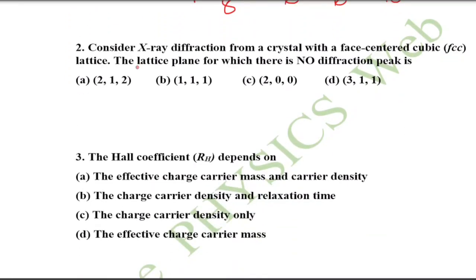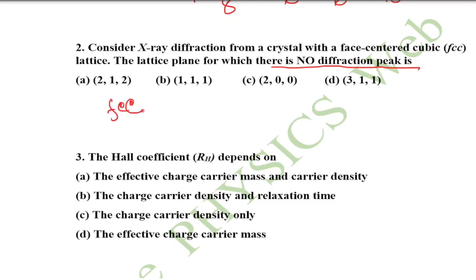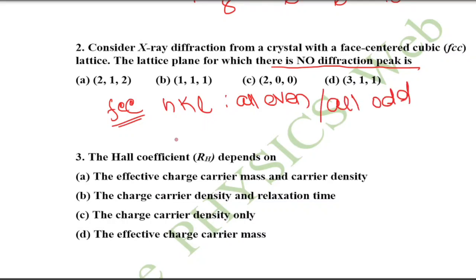Next, consider X-ray diffraction from a crystal with a face center cubic lattice. The lattice plane for which there is no diffraction peak is. See, we know for FCC, the H, K, and L values should be all even or all odd. So you can check the options. In option A, this is even, odd, even. So from this plane, there will be no diffraction peak. So this is your correct option.